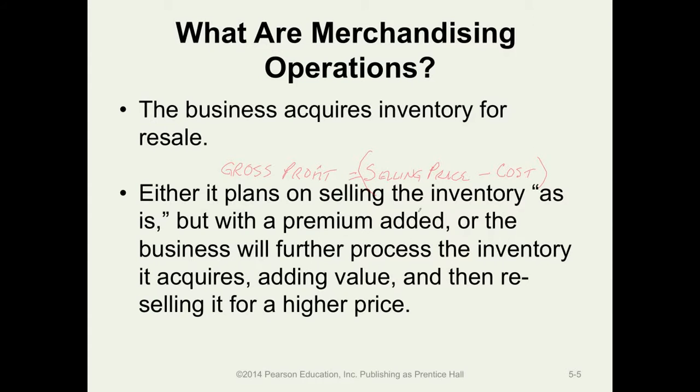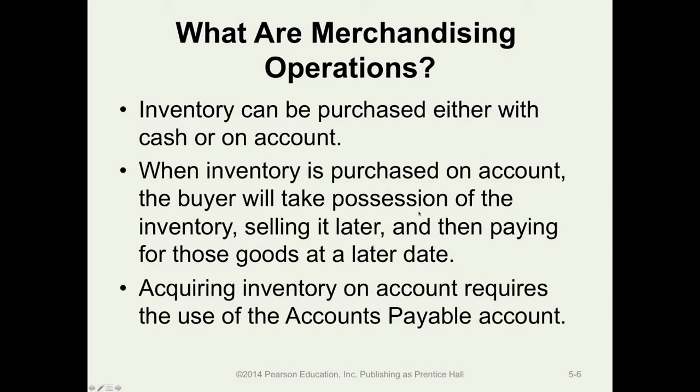So we generally mark up the cost of the inventory and resell it for a higher price. Inventory could be purchased, as we said when we looked at the cycle, for cash or on account, or accounts payable. If it's purchased on trade accounts payable, you take possession now, sell it, and then when the cash arrives, you'd be able to pay off that payable. And of course, when you acquire inventory with accounts payable, that becomes the trade or accounts payable account, and it is a current liability.